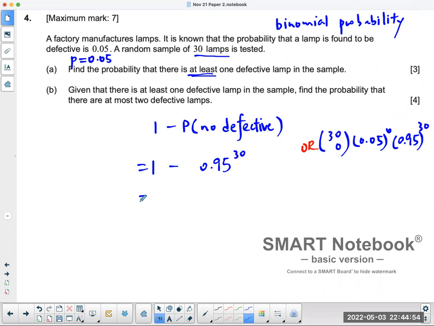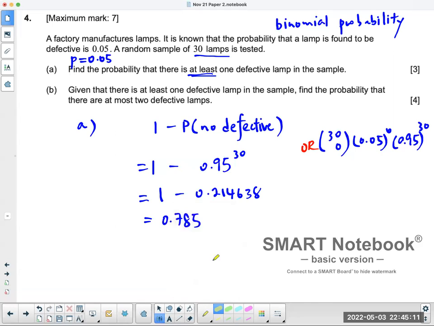Okay, put it in the calculator. This is about 0.214638. This is equal to, rounded off to 3 sig fig, 0.785. So that's part A.